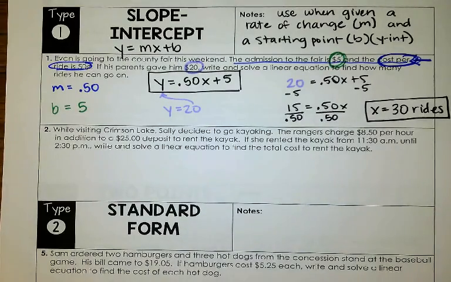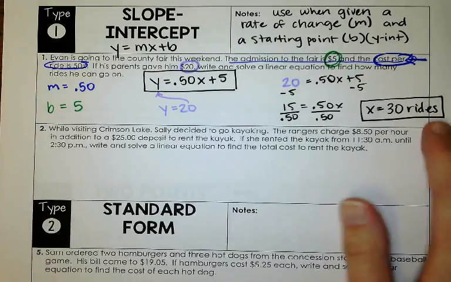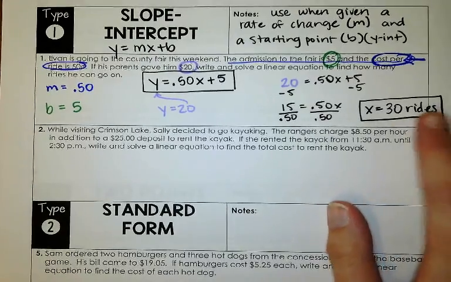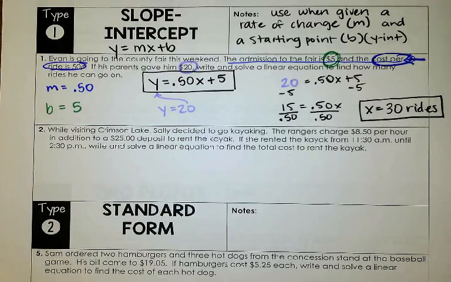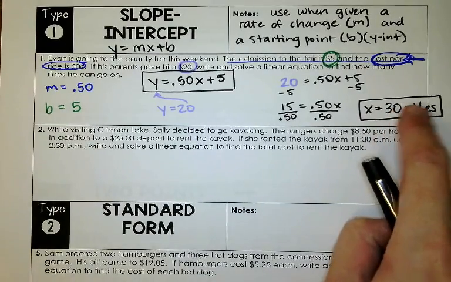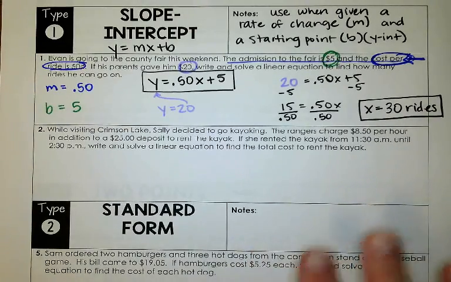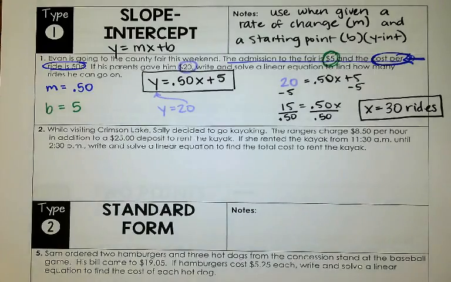I guess maybe they're little dinky carnival rides or county fair rides. So x equals 30 rides. Now, guys, when you are giving me an answer in a word problem, please give it to me in context. So this one would be 30 rides. Do you guys feel good about that? Okay, so we are going to do one more where we do slope-intercept form.